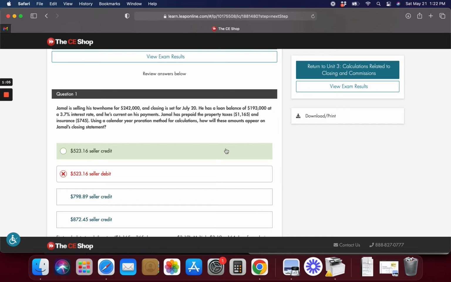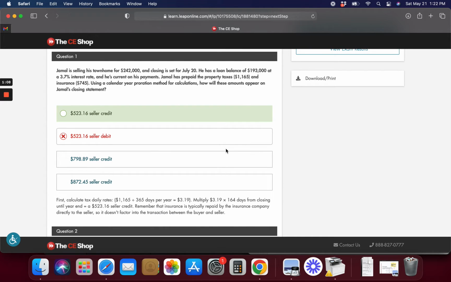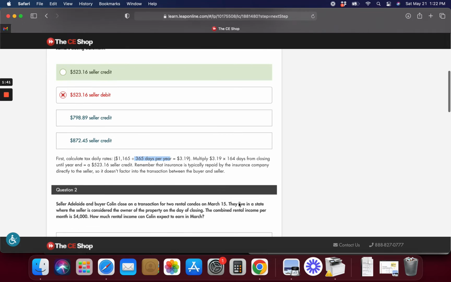Okay, this one was supposed to be a seller credit. And how you figure that out is at the bottom. You take the 1165 divided by 365 days because they are using the calendar year proration. And if you watched on the last video, we have statutory year or the calendar year. So 365 for the calendar year, 319 times 164 days from the closing date. And he gets a credit for that.